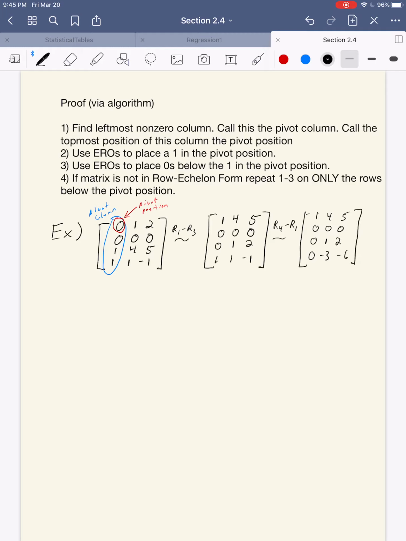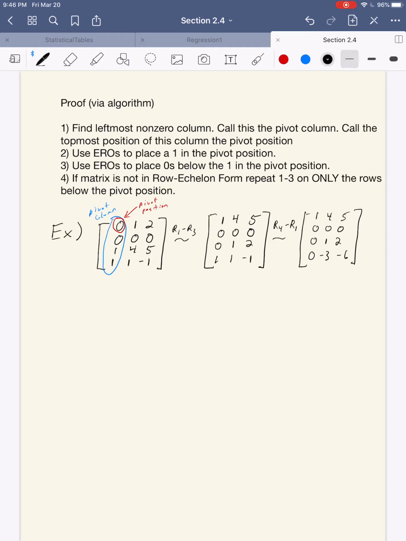All right, so now we quickly check, is our matrix in row echelon? Well, we've got a leading 1, all zeros below it. Well, we've got this 0 row, and it's not at the bottom, so it's not in row echelon. So now what we want to do is repeat steps 1 through 3, but only on the rows below the pivot position. So now we're going to be focusing our attention right in here. We're only going to look at the rows below the pivot position. So we're taking everything up there and ignoring it, and now just working down here.